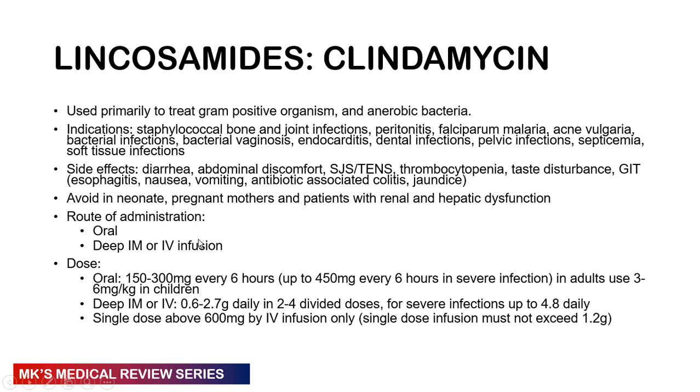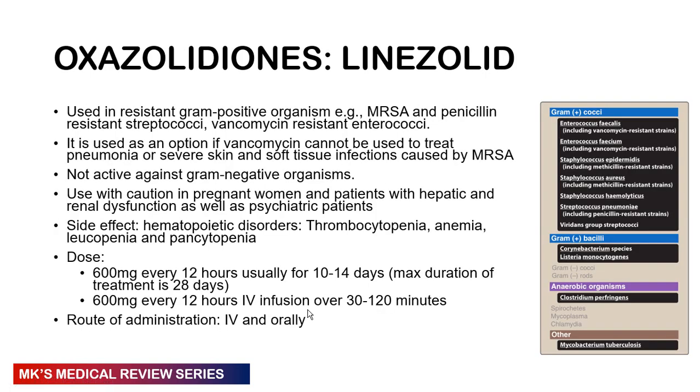If you're giving it orally, 150 to 300 milligrams every 6 hourly. You can give up to 450 every 6 hourly. That's 4 times a day in severe infections. And in children, use 3 to 6 milligrams per kg. Then deep IM or IV can be given at 0.6 to 2.7 grams daily in 2 to 4 divided doses. For severe infections, you can go up to 4.8 grams daily. Then single dose above 600 milligrams must be given by IV only, and a single dose infusion must not exceed 1.2 grams. The next is linezolid, and this that I'm not going to pronounce.